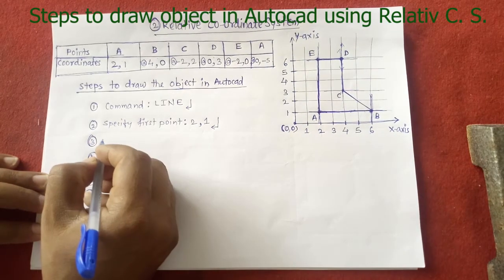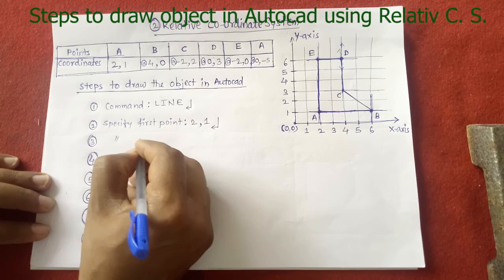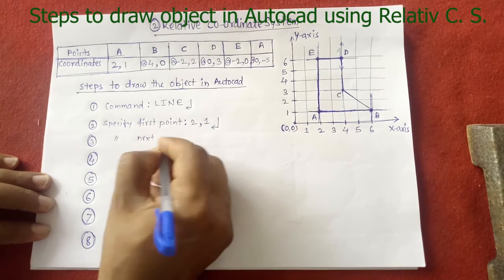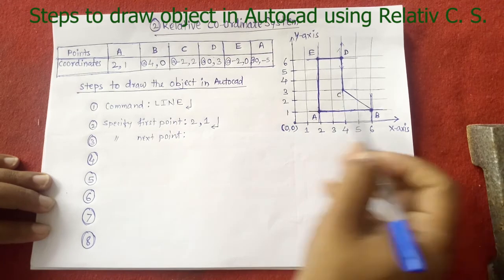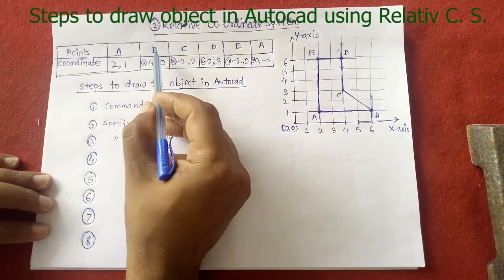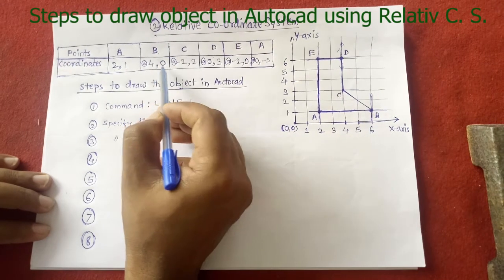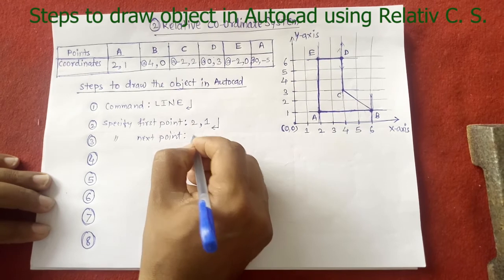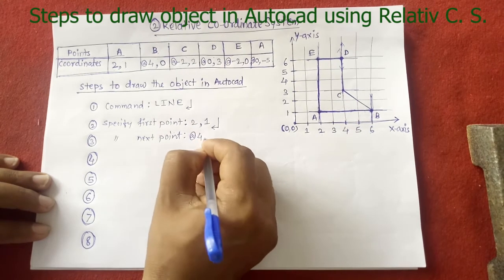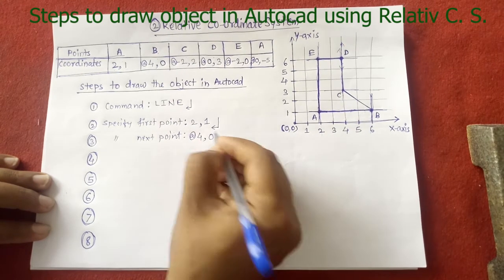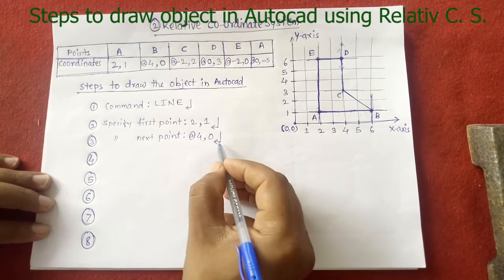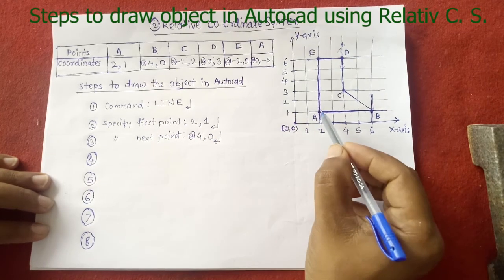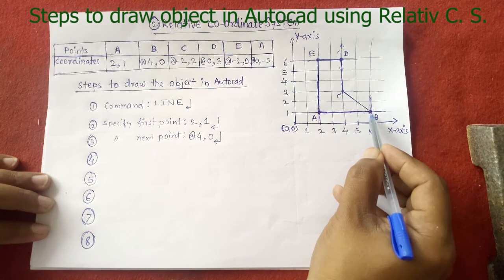Next, software will ask us specify next point, and the next point is B, and the coordinates of a point B are @4, 0. So write down @4, 0 in the command prompt and press enter button. When you press this enter button, the line from A to B will be plotted by the AutoCAD software.